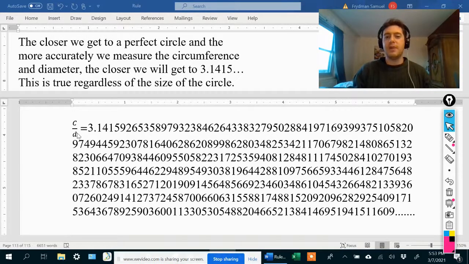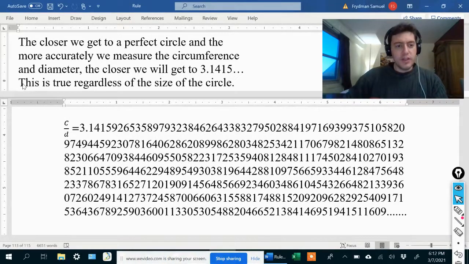Okay, and you could ask a couple of interesting questions here. One, is it even possible, or do perfect circles actually exist in nature? And 2, if they did exist, would we be able to measure them with perfect accuracy? So we could have an interesting discussion about that. But ideally, the closer we get to a perfect circle and the more accurately we measure it, the closer we will get to this number when we divide the length of the circumference of that circle by the length of the diameter.